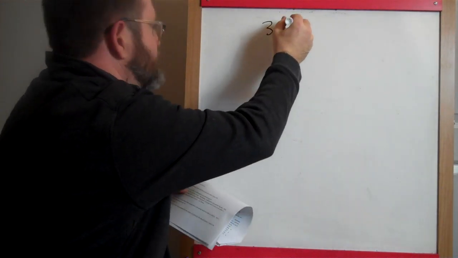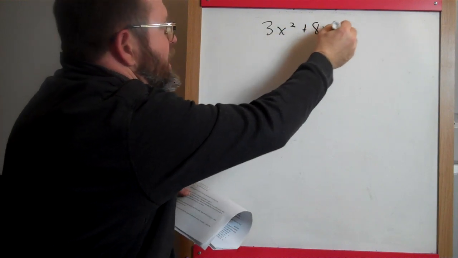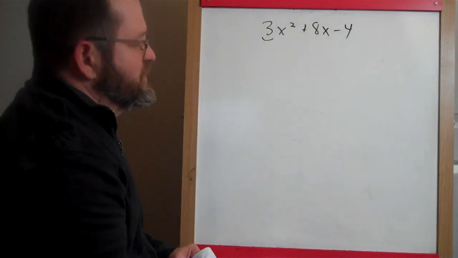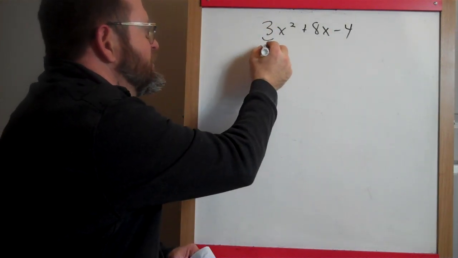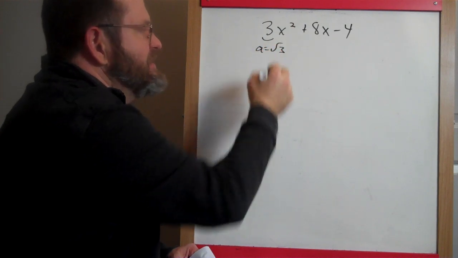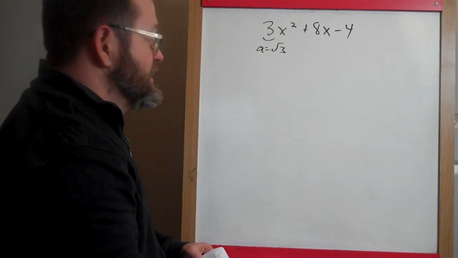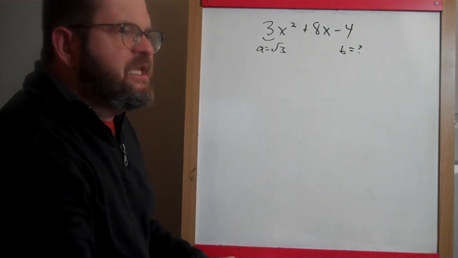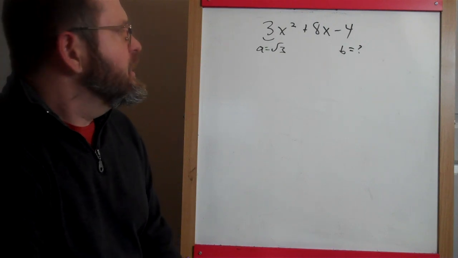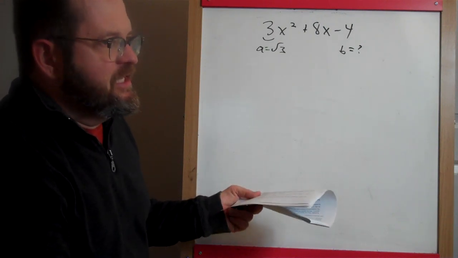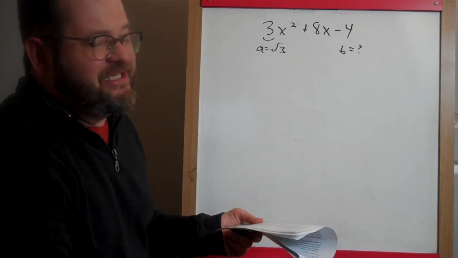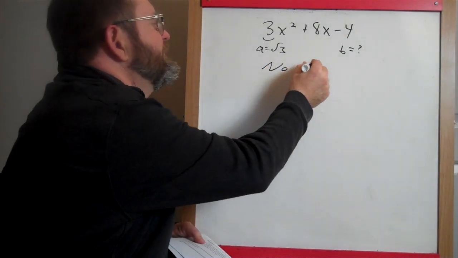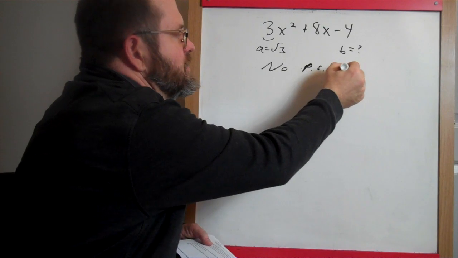We're working with 3x² + 8x − 4. All right, is the leading coefficient a perfect square? No. I guess we could take a pass and say maybe a is the square root of 3. But b, remember, the constant term has to be positive. What kind of b am I going to come up with where b² is −4? I guess it could be 2i or something, but then we're not even talking about real solutions. So this one's not going to have a perfect square factorization.